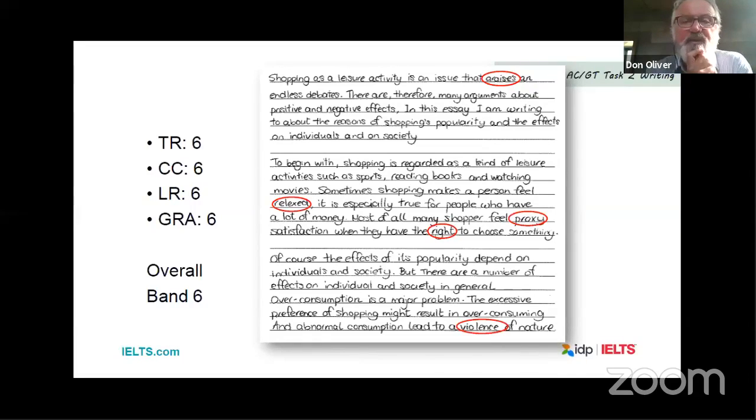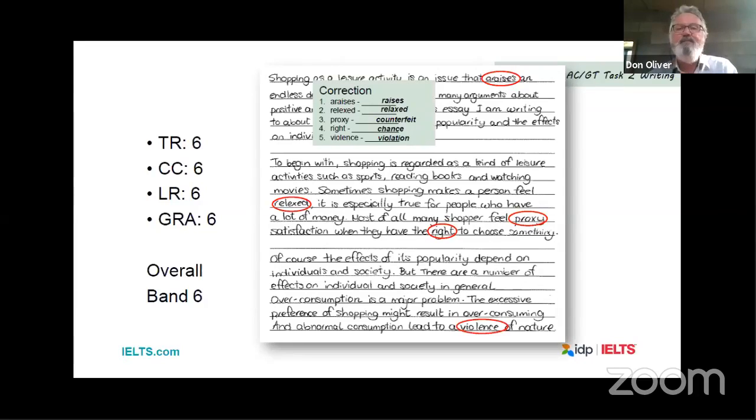"Sometimes shopping makes a person feel relaxed. Most of all, many shoppers feel proxy satisfaction when they have the right to choose something." The wrong words are chosen and spelling mistakes are quite frequent. So in this case, "erases," this person should just say "raises." "Relaxed" is misspelt, should be "relaxed."